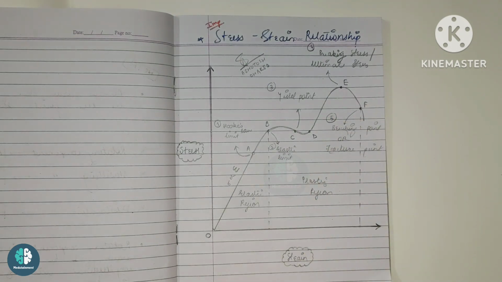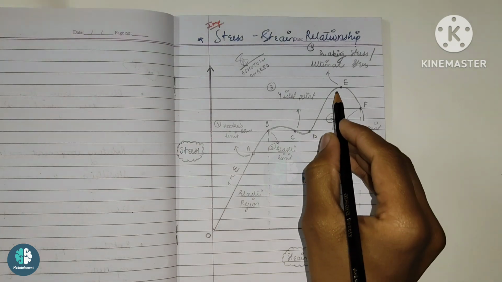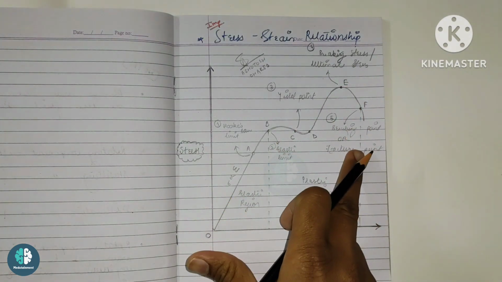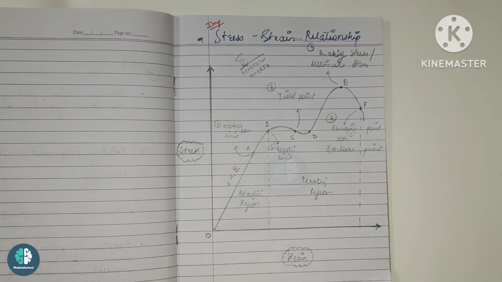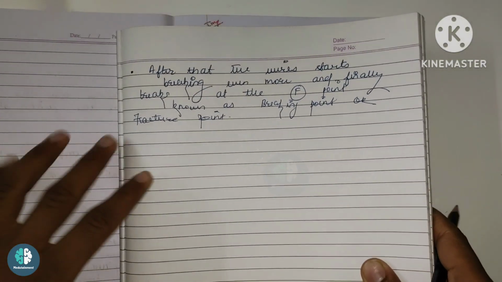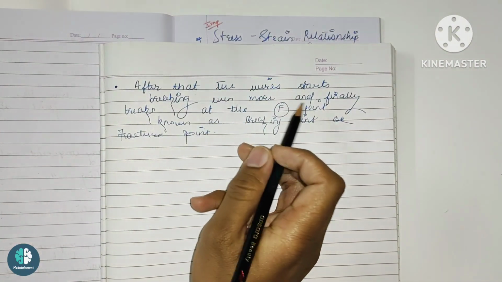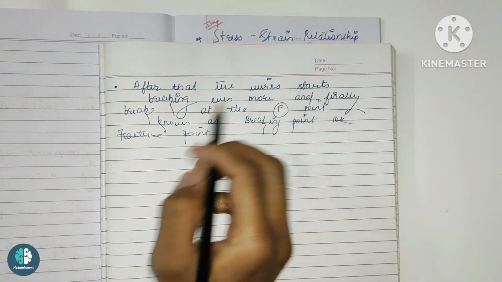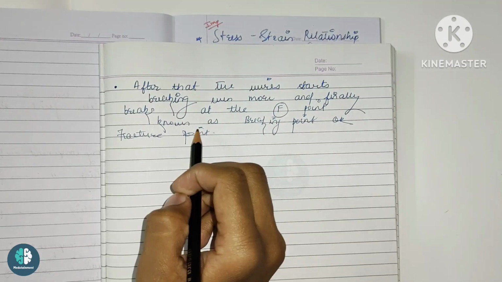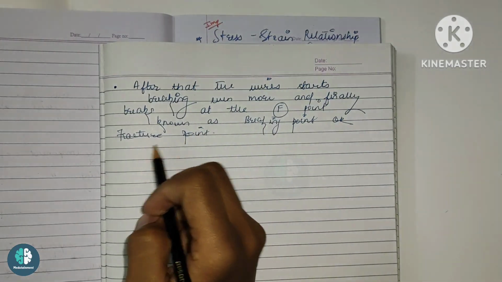After that, from E to F, we have a decreasing trend of the graph. What does it signify? After that, the wire starts breaking even more and finally breaks at the F point, known as the breaking point or fracture point.